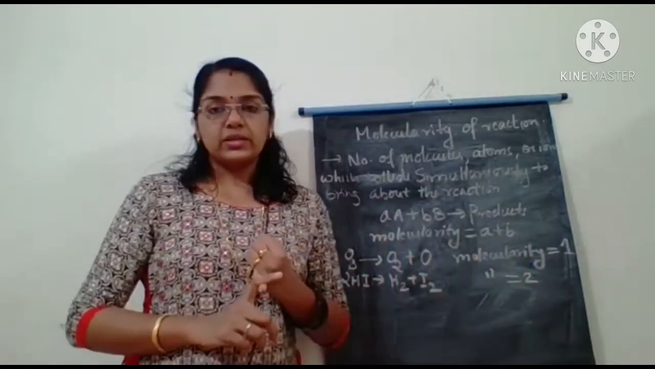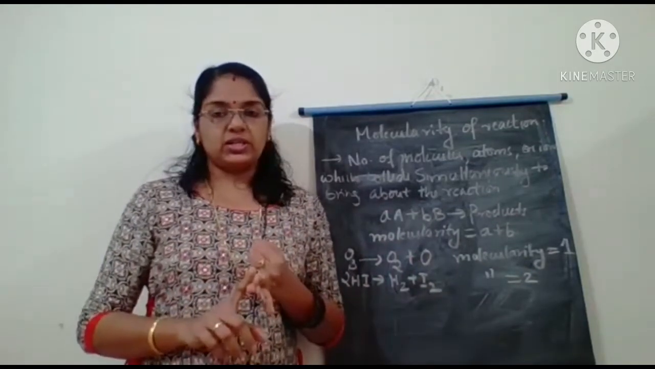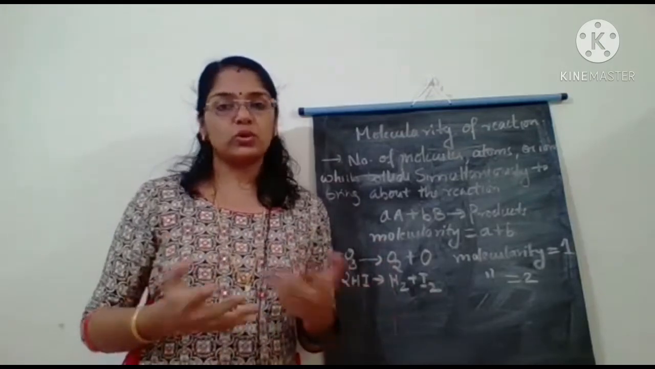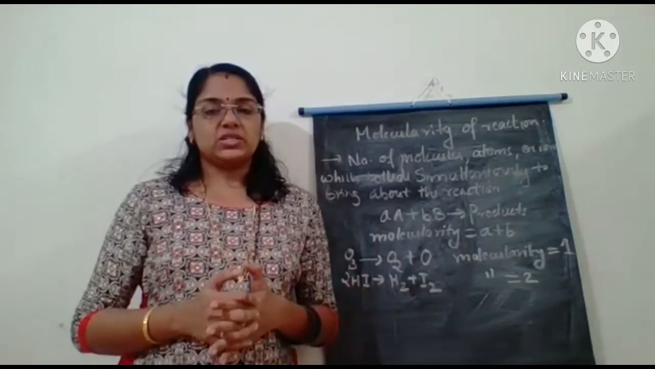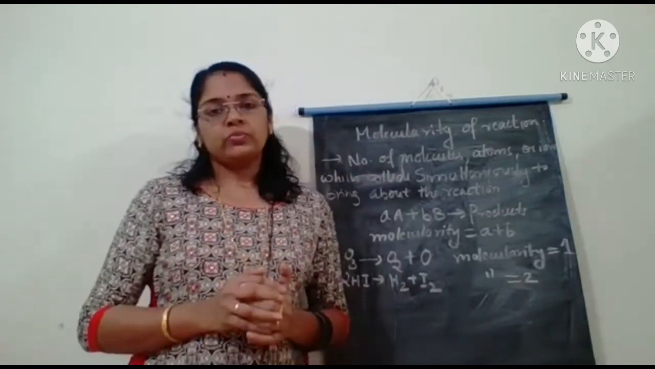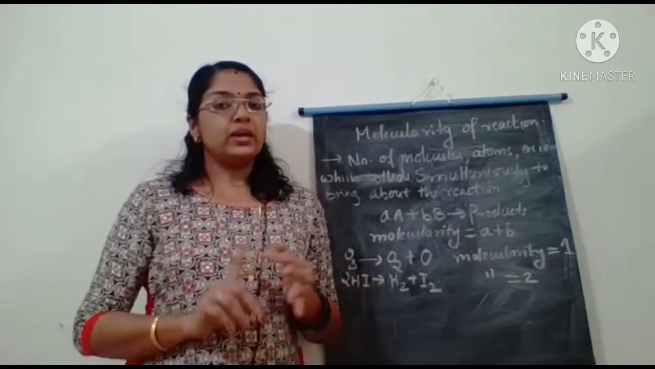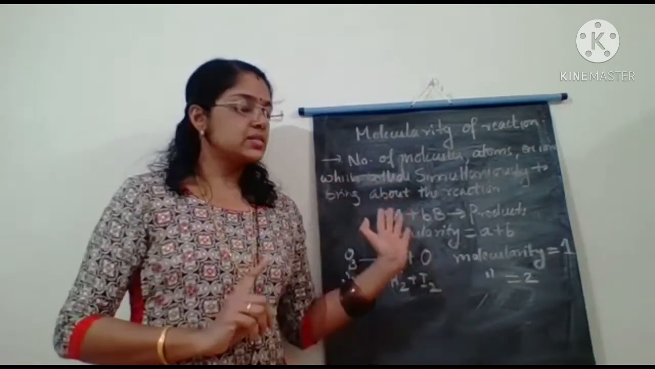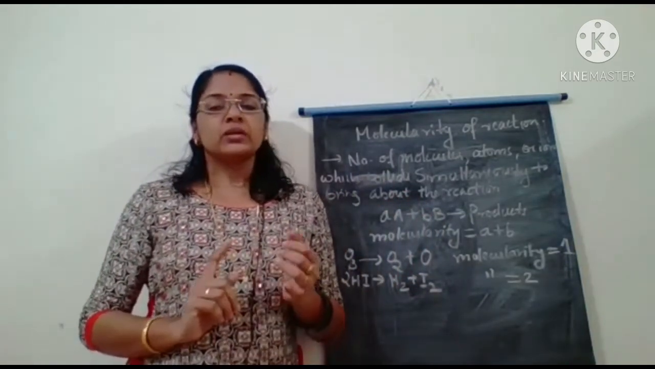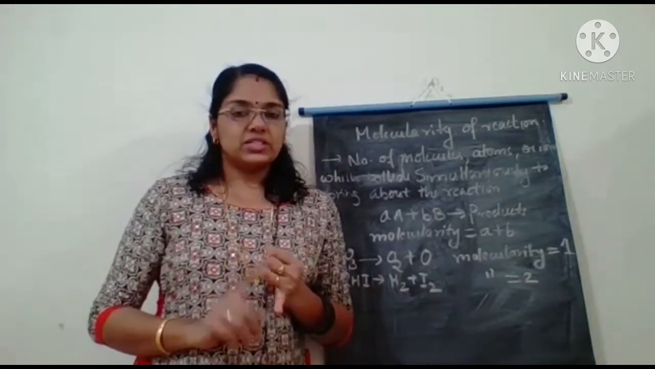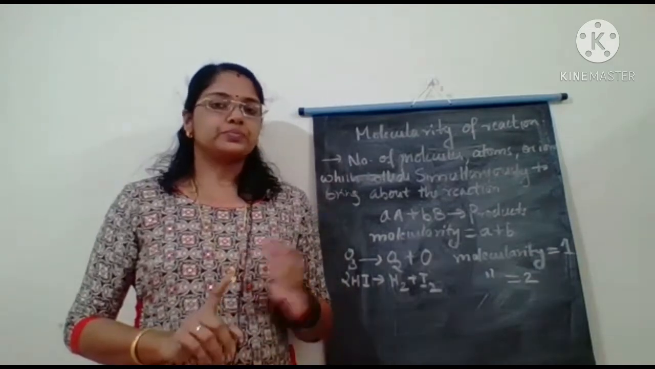So the molecularity can be a whole number only. It cannot be 0, and it cannot be a fraction. If it is 0, it means there is no reactant, so there is no chemical reaction. So molecularity cannot be 0. Moreover, it cannot be fractional and it can be a whole number only. Again, it is a theoretical concept. Just after balancing a chemical reaction, we can find out the molecularity. But order is determined experimentally, so it is not a theoretical concept.